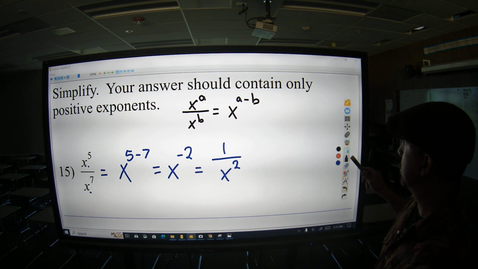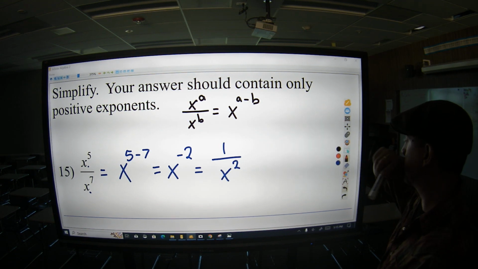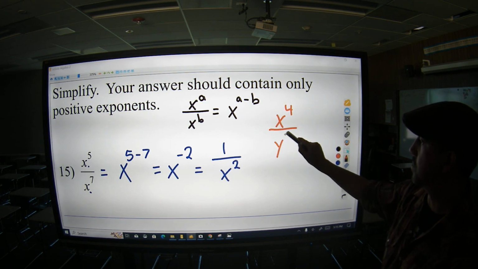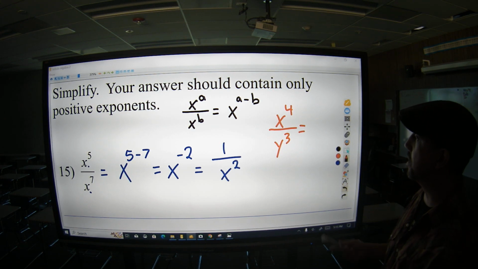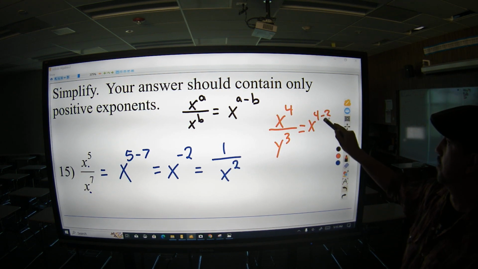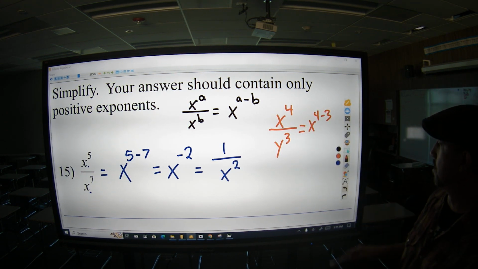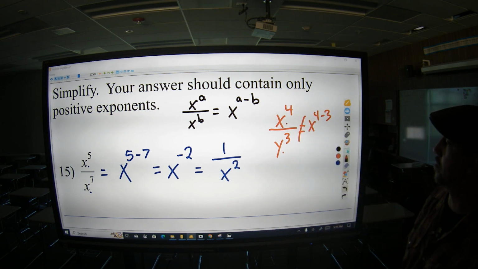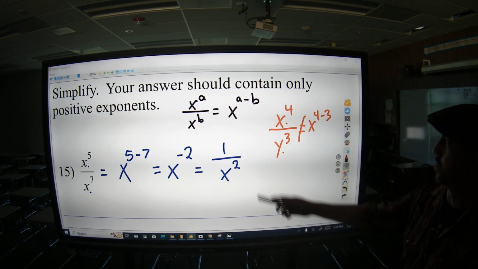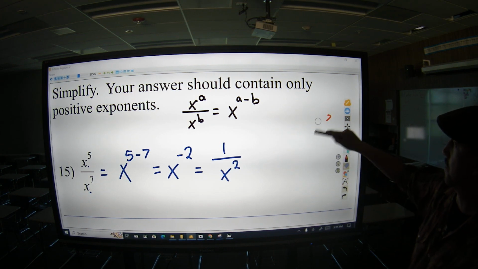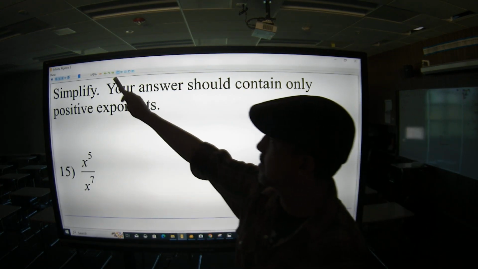Like I said, if I was to give you a problem like this, I might be able to fool some of you. If I said x to the fourth divided by y to the third, you might already try to do this. And if you weren't paying attention, maybe you'd say, okay, this is x to the four minus 3. But notice that it's not the same number. Since the base is different, you can't apply that rule. That doesn't work. It doesn't work that way, okay? This formula only works when the bases are the same value, same variable. So we're going to have to move on to the next section.